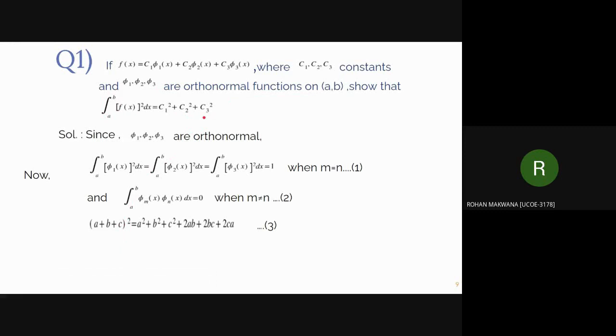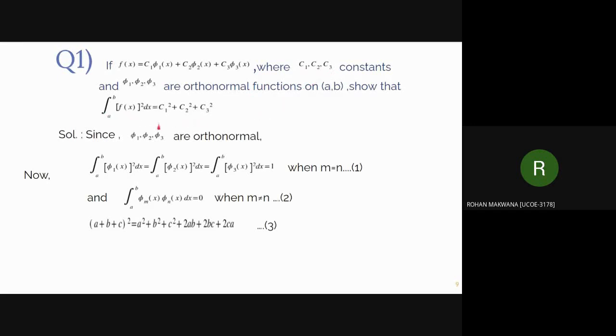So let's understand this question. We have been given a function f(x) which is equal to a summation of multiples of functions of x, where phi1(x), phi2(x), and phi3(x) are orthonormal on [a, b], and we have also been given that c1, c2, c3 are constants, and we have to prove this given equation.